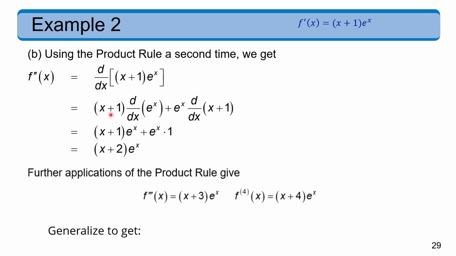So we keep the x plus 1. Derivative of e to the x is e to the x. Then we have plus, keep the e to the x. Now take the derivative of x plus 1. Well, we can go one term at a time. So first of all, the derivative of x is 1. Then we have plus the derivative of 1. But since 1 is a constant, we know its derivative is 0. So we get 1 plus 0 for the derivative, which is just 1. And then simplifying, it might help to show one more step here.